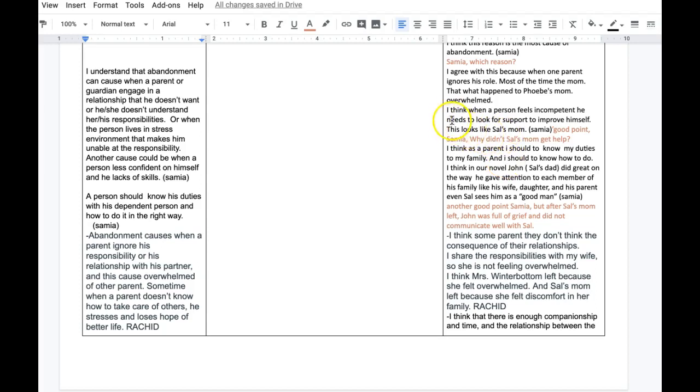Samia also said something really interesting. She said, I think when a person feels incompetent, he needs to look for support. Okay, and I really like that idea. And then I just added that Samia made a good point. And my question would be, why do you think Sal's mother didn't get help? We don't know. Okay.